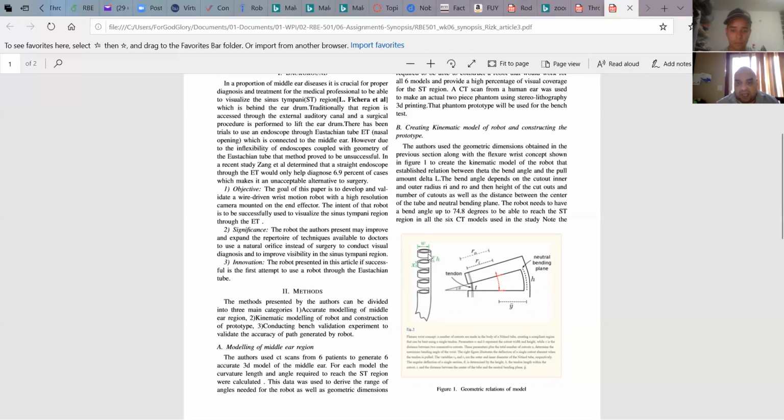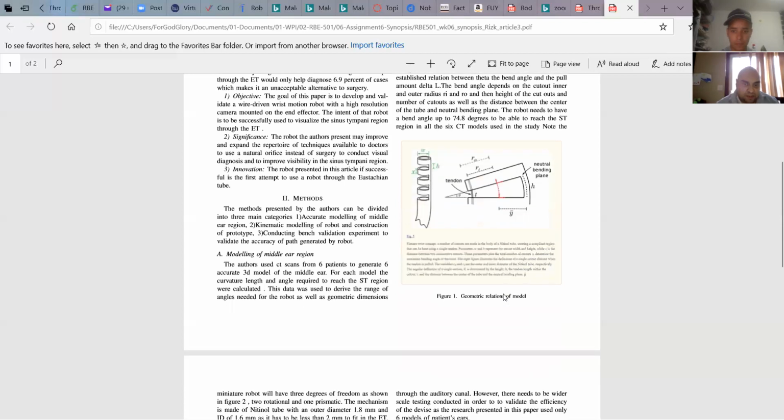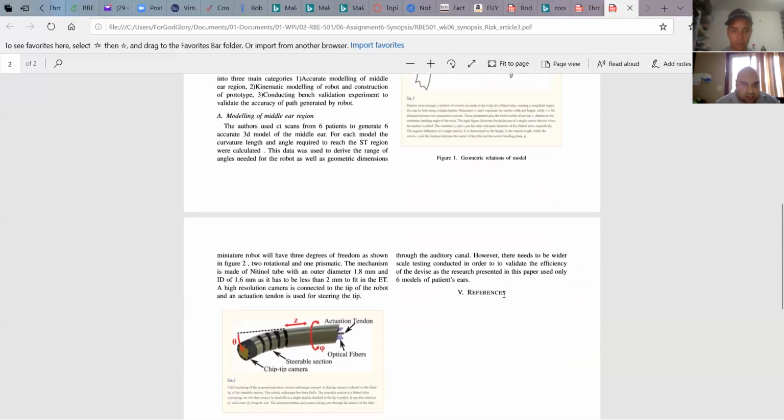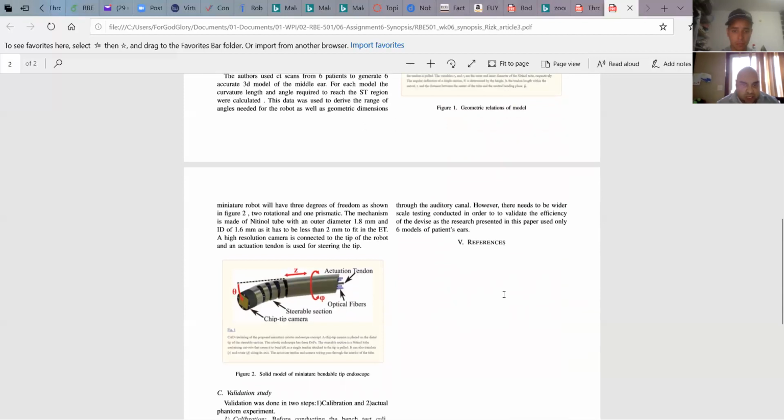When we look at the bending of it here, the relationship is just a geometric relationship that was established between the amount of pull and the angle generated. That is the relationship that kinematically we have to be able to establish, and using geometry, they were able to establish that relationship between theta, which is the bend angle, and the amount of pull required. After that was done, they started to actually make the robot.